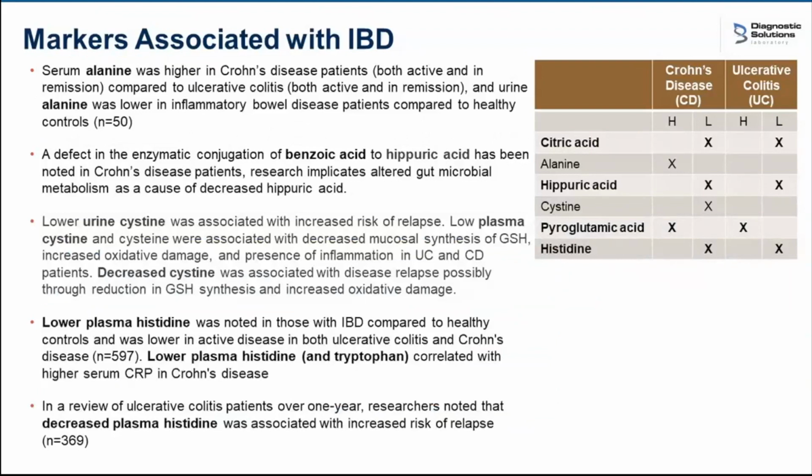Hippuric acid, just like we went through with benzoate, is generally lower. So you might not be converting that benzoate over, and you might have higher benzoic acid in the intestines. Cysteine was found to be lower in Crohn's disease. And pyroglutamic acid was found to be higher in both, so there could be an impairment in glutathione production. And then research has also found low plasma histidine associated with both Crohn's disease and ulcerative colitis.